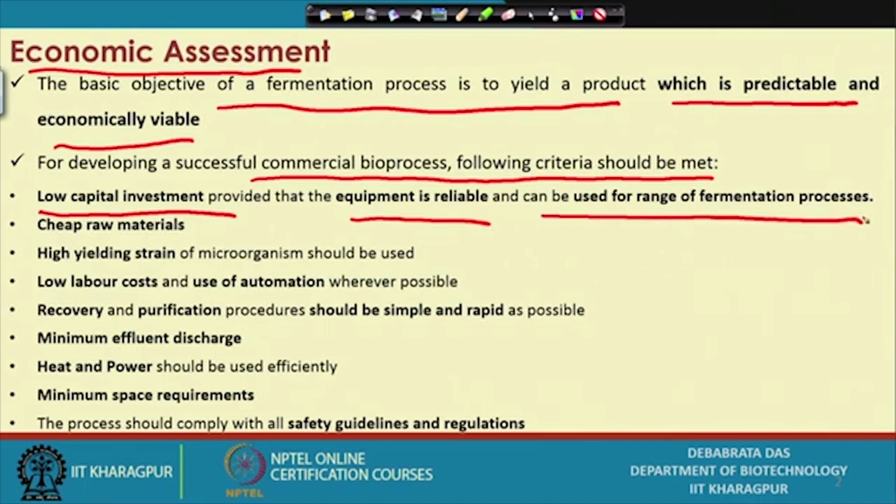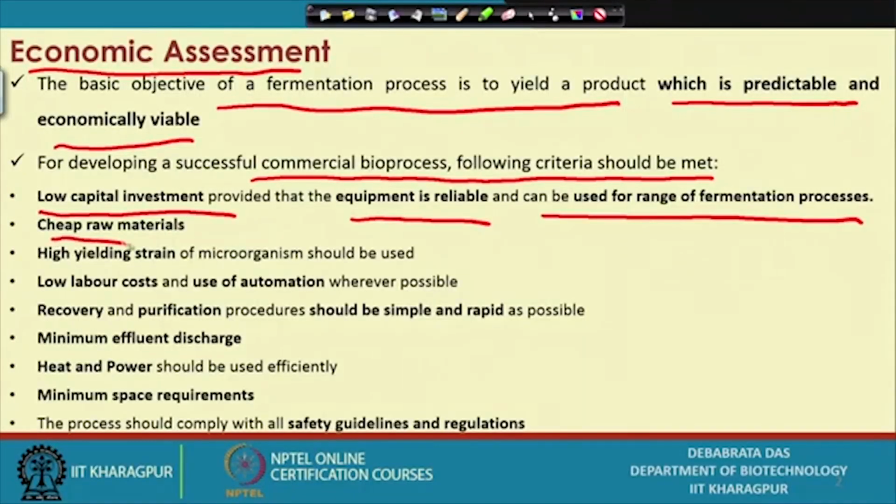Let me tell you very simply, suppose you use a lot of equipment that is already available in the industry from different fabricators. If you use that equipment, obviously it will be a little bit cheaper. If you use a custom-made system, naturally it will be very costly. So, you have to think about what the material of construction should be, and what kind of reactor we use. That is very important. That is the low capital investment.